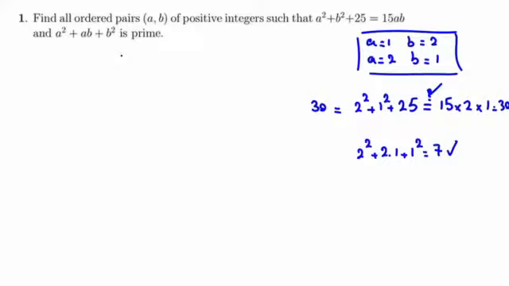But for solving this, we should also pay attention to some other things. So a small example is always good in many problems. Then you can have a good view of that problem. The other thing that we should pay attention to: a squared plus b squared plus 25, the first assumption, equals 15ab. And our prime number is a squared plus ab plus b squared.